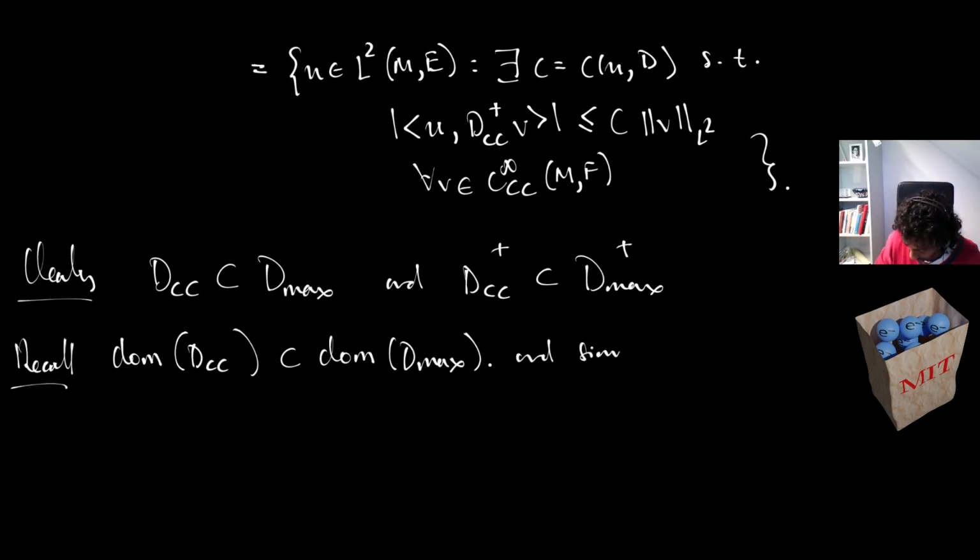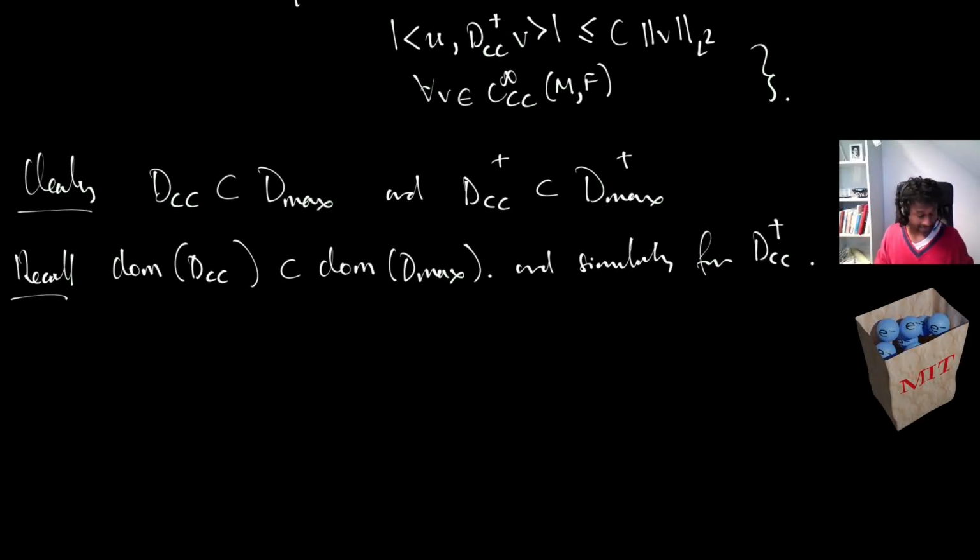And similarly for D CC dagger. So we have an operator that is contained in a larger operator, right? This is true in the graph norm. We're not just considering this as an L2 subspace, we're really considering this as a Banach space with respect to the graph norm. And we have an operator contained in there, and it means that this operator is now closable. If I take the closure of this operator, then it's going to still be contained in the domain of D max, because the domain of D max is closed in the graph norm, and therefore it's going to give us an operator, right?